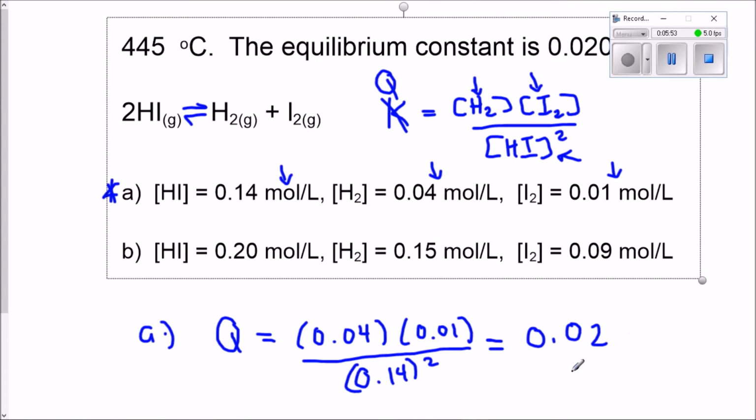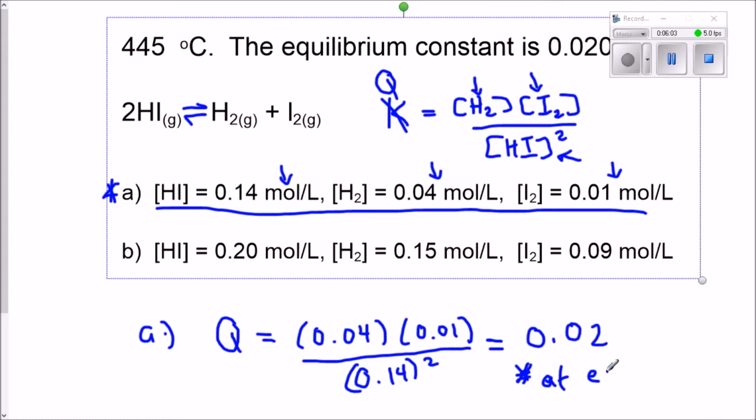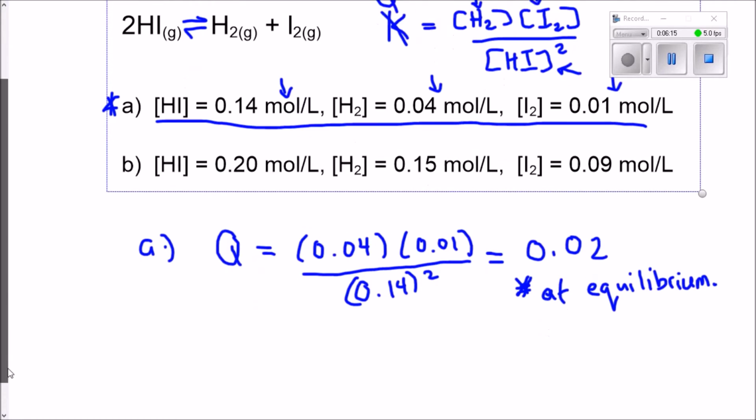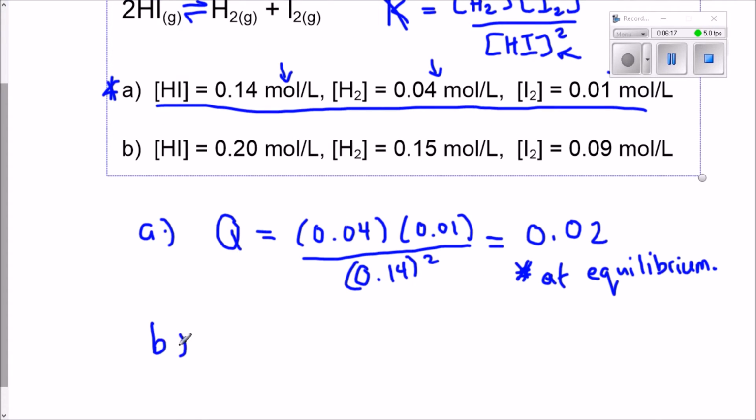So what does this mean? This tells us that for A, these concentrations are at equilibrium, okay? And they're at equilibrium because when we plug in our values, we can see that it equals 0.02. Now 0.02 means that it's at equilibrium, so indeed this is exactly like K. Let's do the same thing for B. We're going to just plug in our values and do a simple calculation.